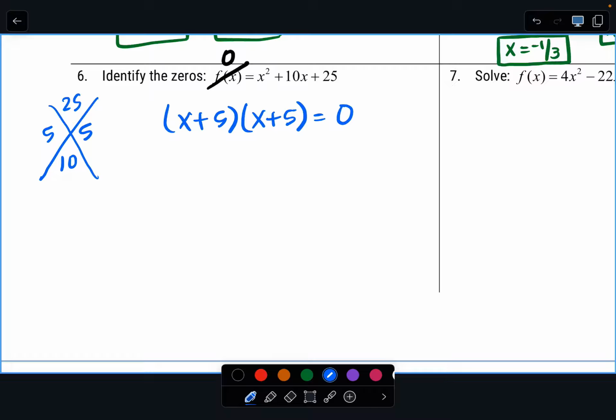Equals 0. So if I have the same factor twice, how many solutions do you think I have? 1. You don't have to set both of them equal to 0. If you wanted to, you could. But if it's the same exact factor, when we grade your tests, we're only looking for the one answer, x equals -5.